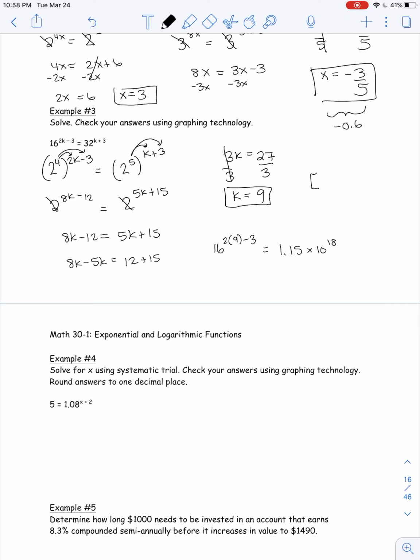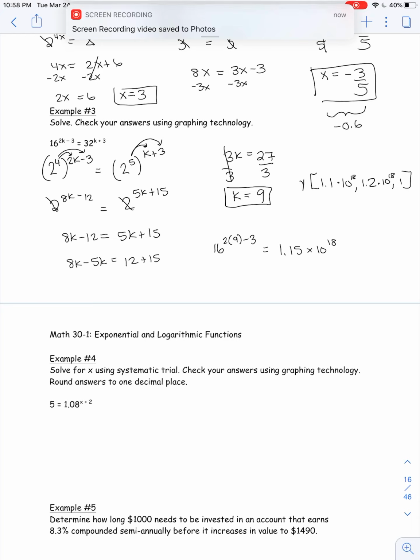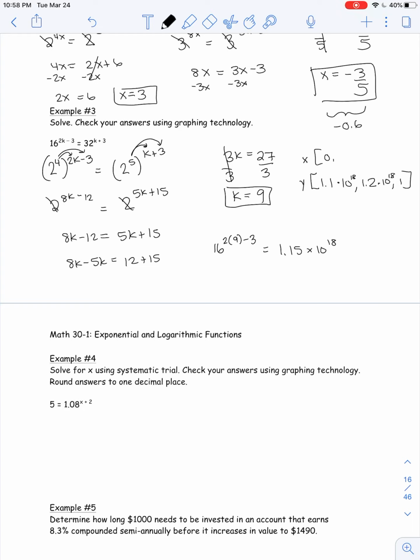So that means that my window is going to be quite large. So I'm going to find for my y value a number around that. I'm going to go from 1.1 times 10 to the 18 up to 1.2 times 10 to the 18. So that's going to be the window that I'm going to use for this. And for my x, I know my answer is 9, so 0 to 10 would be sufficient, going up by 1. So when you graph this, you might not see the intersection, but still go second trace number 5 intersection, and you'll find that the answer is still 9. If you do this graphically, checked, and it works.